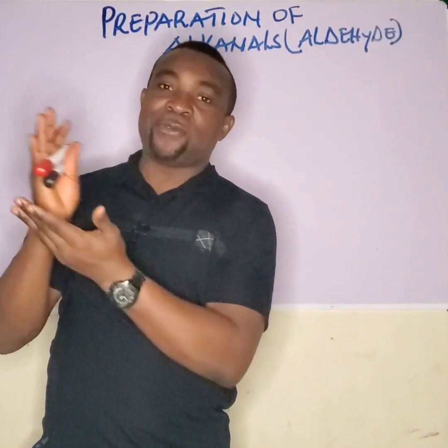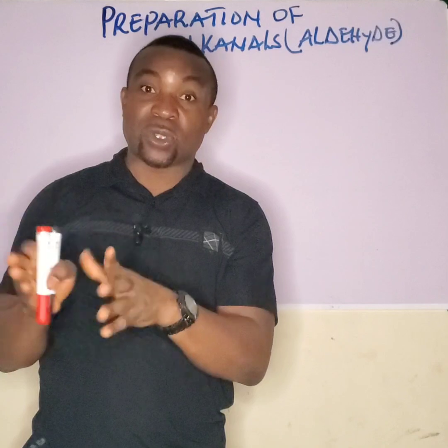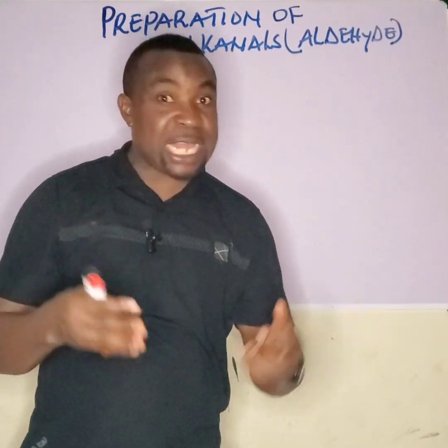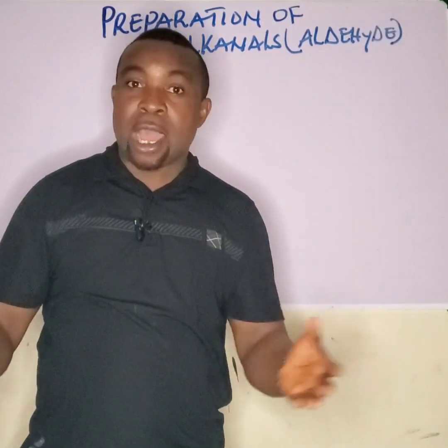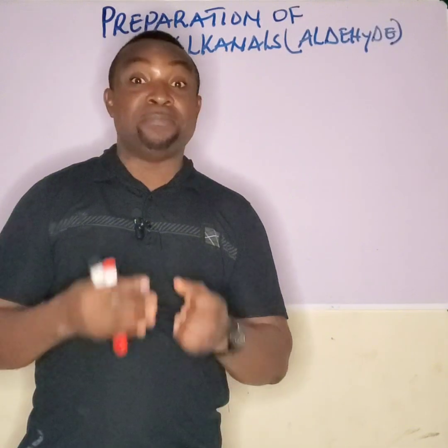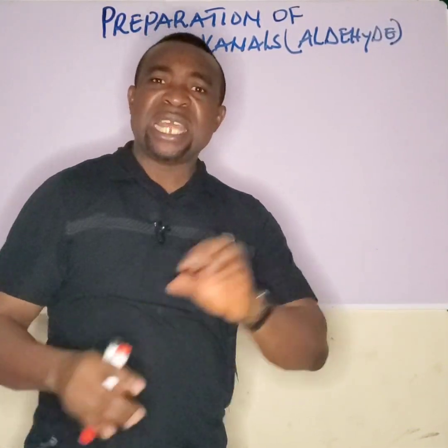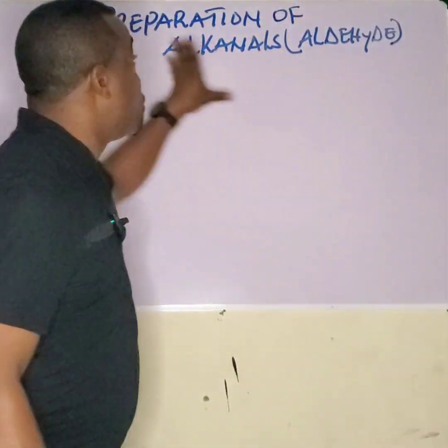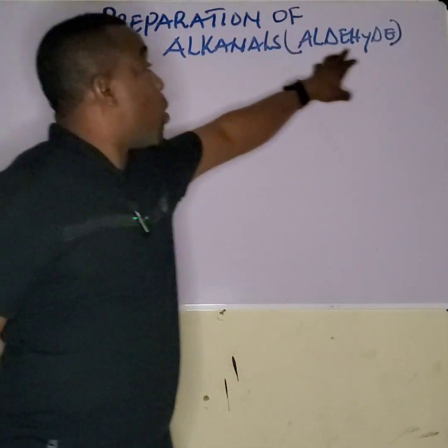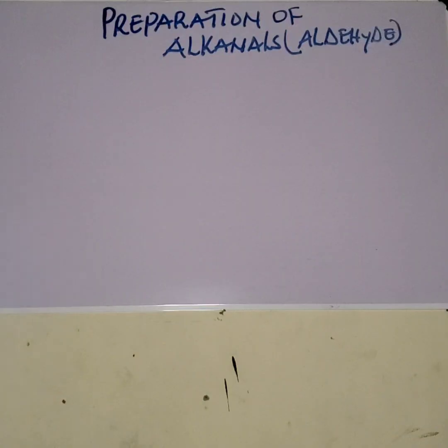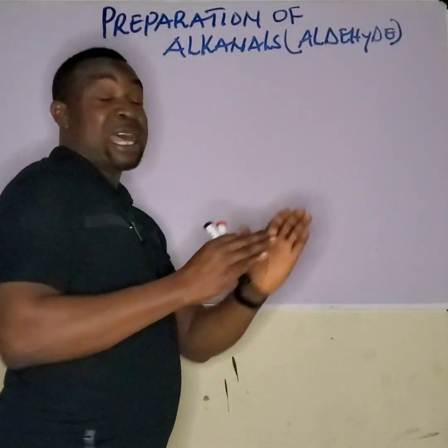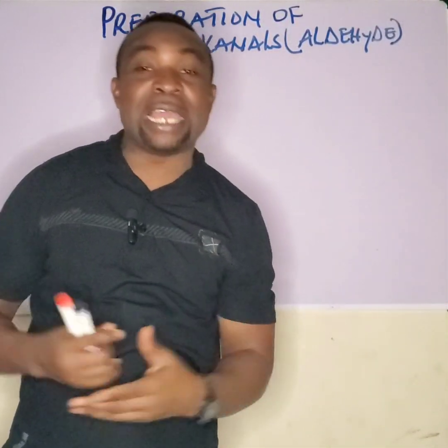If we have identified some of the common alkanals or aldehydes, such as methanal, ethanal, propanal, and benzaldehyde or phenylmethanal, then it is pertinent for us to know how these alkanals or aldehydes can be prepared. How can we prepare these alkanals and aldehydes we have identified?